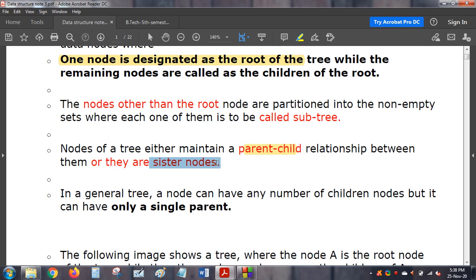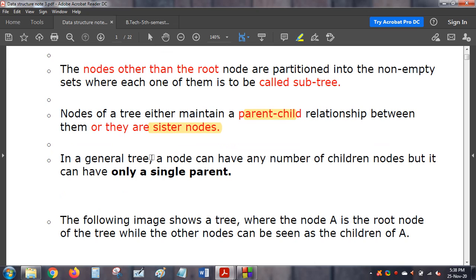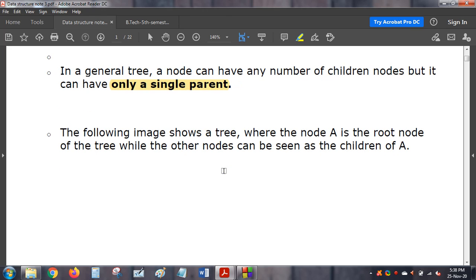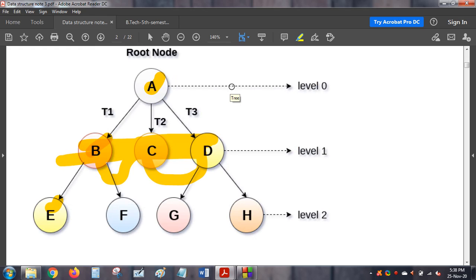Now, in a general tree, a node can have as many children as possible, but it will only have one single parent. So I believe you have understood it. This is the node, these are the children.